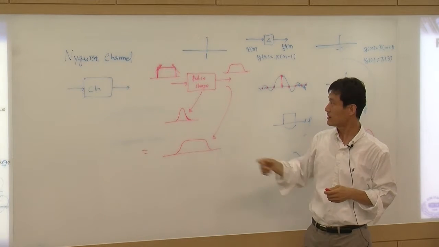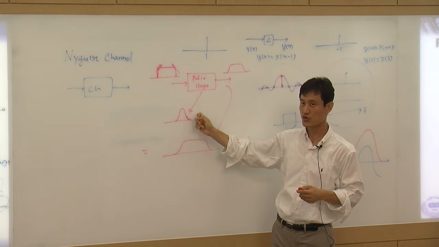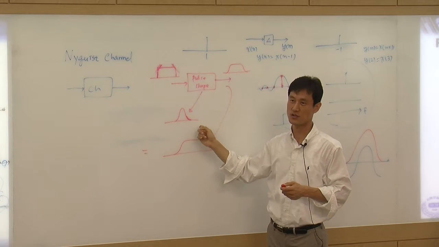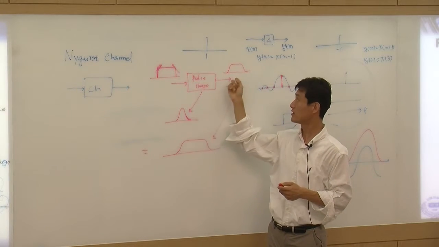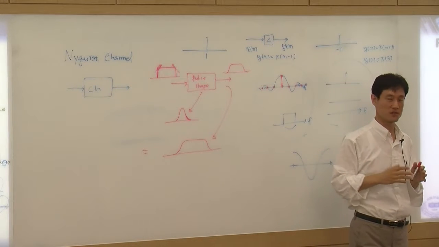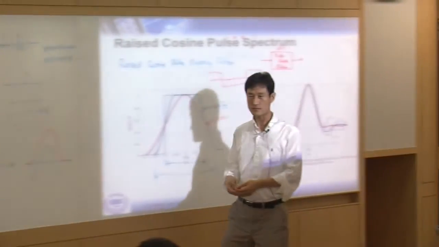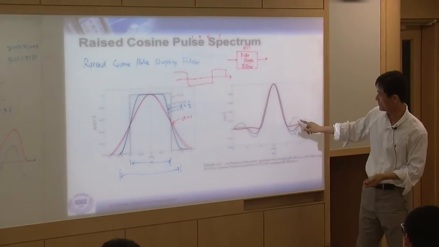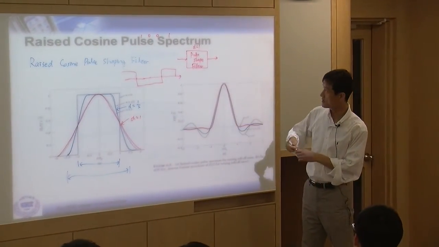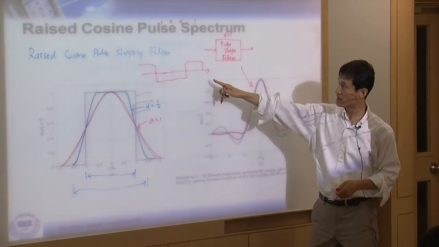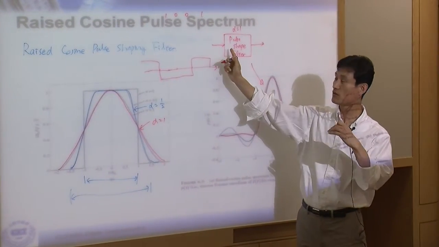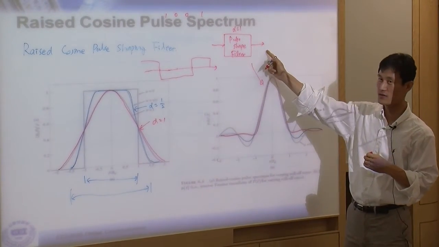But how do you do that? This pulse shape filter should have this kind of impulse response. Then you're going to get this shaped pulse, and that is the time domain impulse response. So once you have this kind of impulse response, now this signal goes into the filter. What is going to be the output?